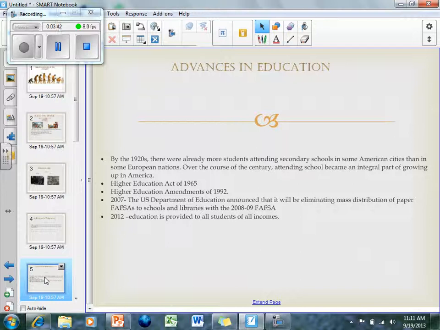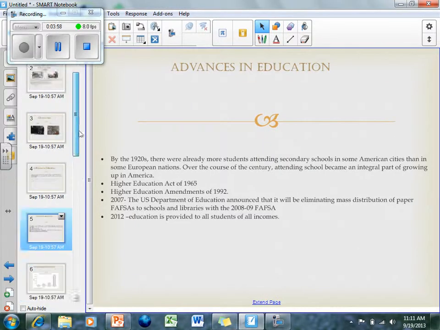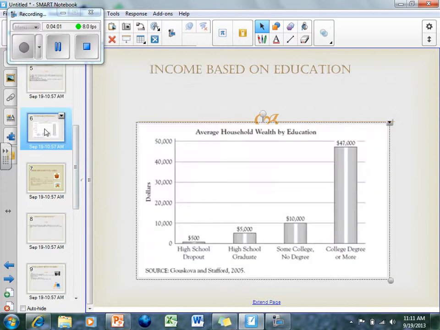In 2007, the Department of Education announced that it would be eliminating mass distribution of paper FAFSAs. So you know how we do it electronically now. And then today, last year, 2012, education is provided to all students of all income. This is just a chart based on how education can play a role in the income you receive. As you can see, if you drop out of high school, the most you can make is like $500, and if you receive a college degree, the most you can make is $47,000.